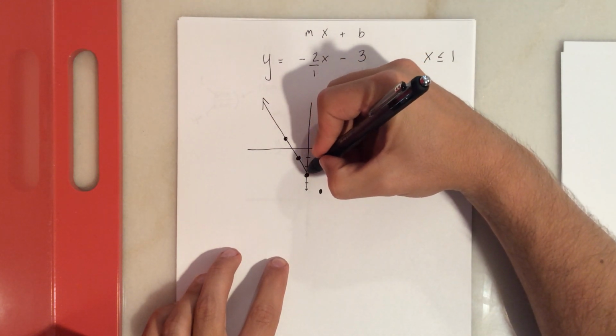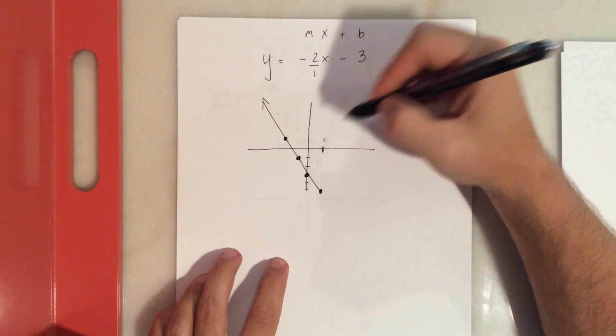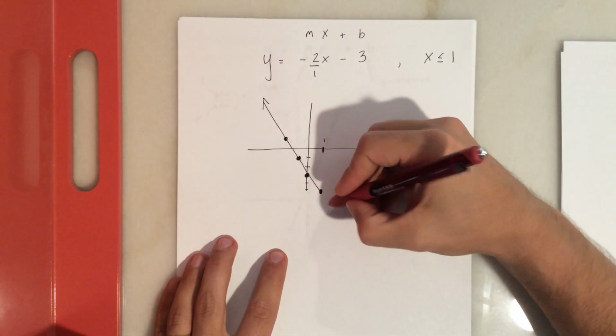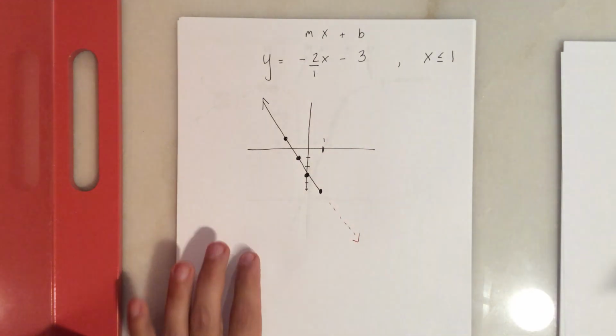Okay. Now, I could, if I wanted to, graph this whole line, and it would continue on in this manner, like so.